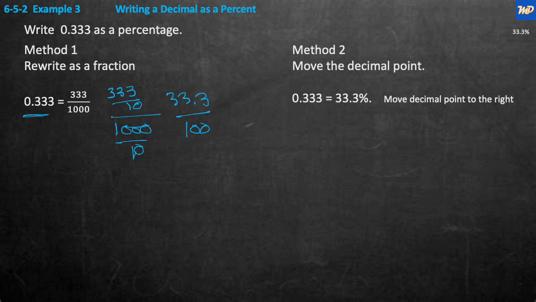And now they say change the 100, 33.3, swap the 100 for a percent sign. Okay? And for the other method, move the decimal point 2 places to the right. 0.333 is equal to, move the decimal point 2 places to the right, 33.3. And once you do that, then it says add a percent sign. Done.